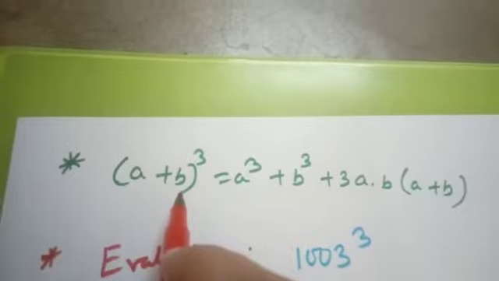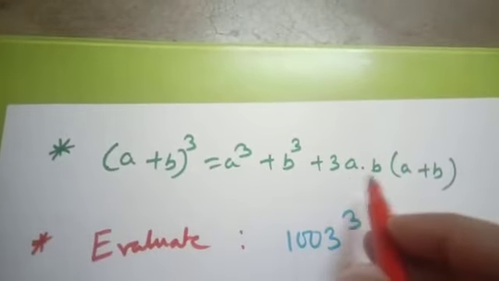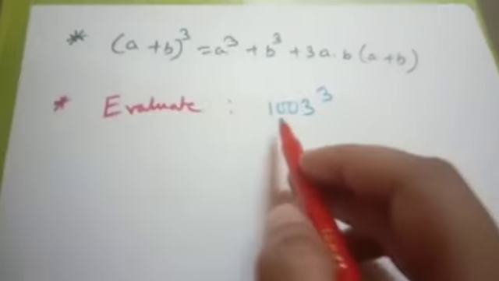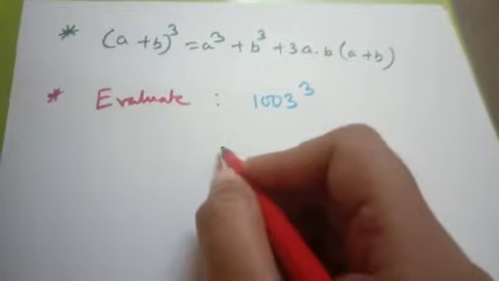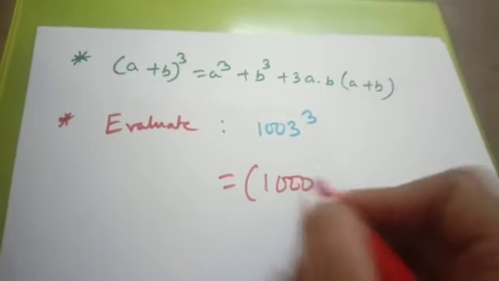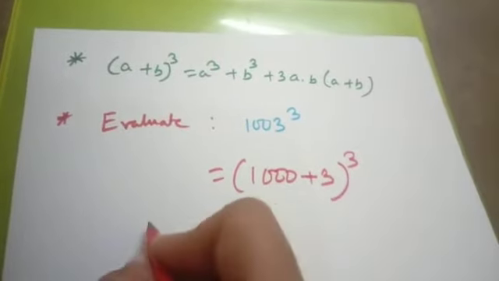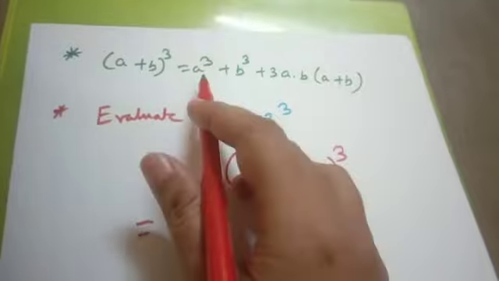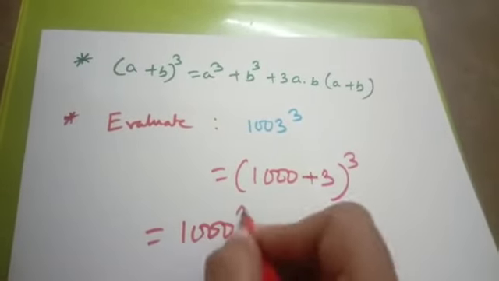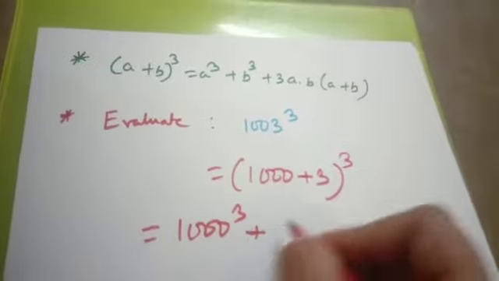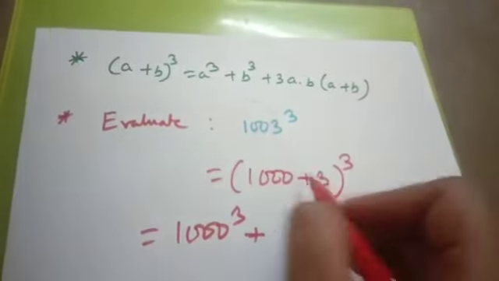And the third identity is (a plus b) whole cube equals a cube plus b cube plus 3ab into (a plus b). Let's see an example. We have to evaluate 1003 whole cube. 1003 whole cube equals (1000 plus 3) whole cube. Here a is 1000 and b is 3, which equals a cube, that is 1000 cube, plus b cube, where b is 3.